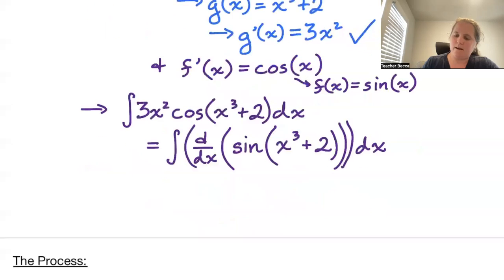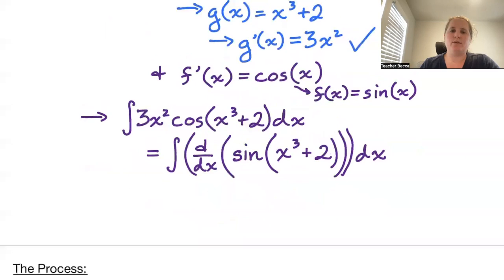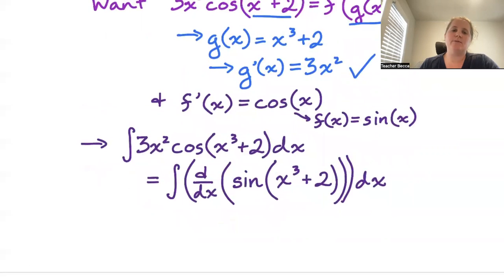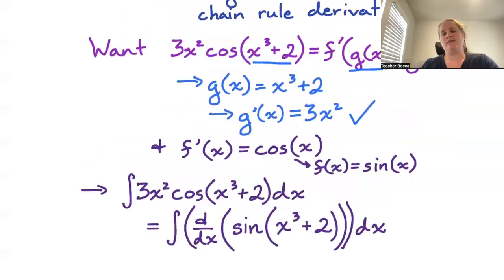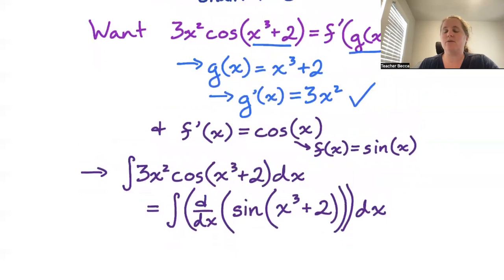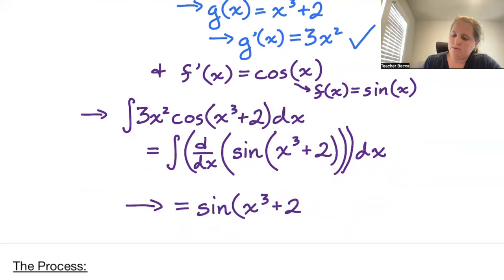So essentially I undid the chain rule, right? In the chain rule, we had cosine of x cubed plus 2 times 3x squared. X cubed plus 2 was my g of x. 3x squared, fortunately, was my g prime of x. And then f prime of x has to be cosine x. That goes straight back to sine. If f prime is cosine, f will be sine, or sine x plus c. And so we wind up getting that this integral is simply equal to sine of x cubed plus 2 plus c.